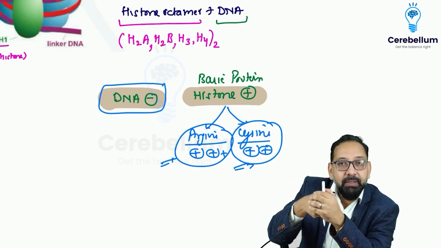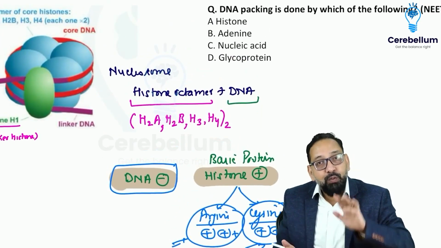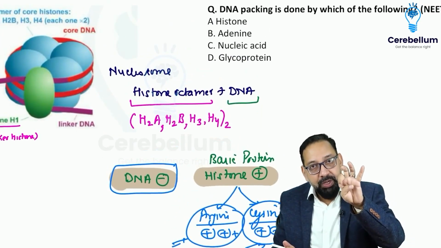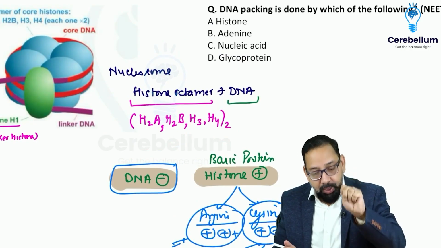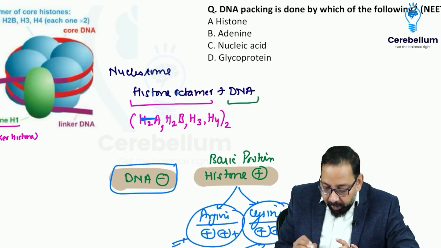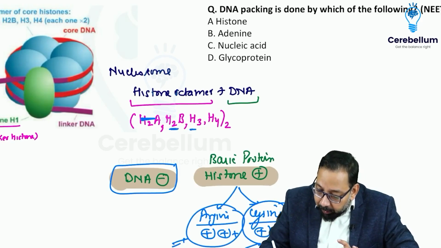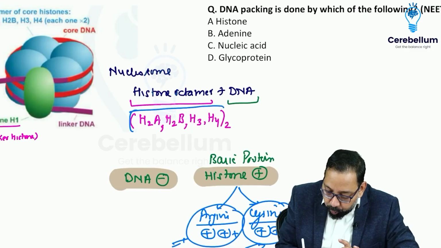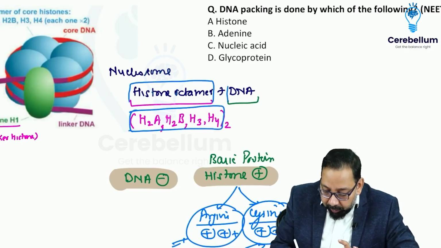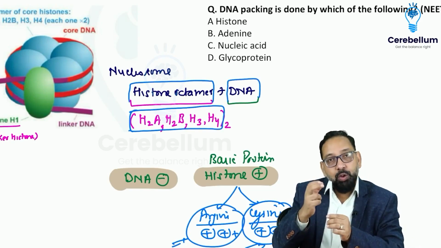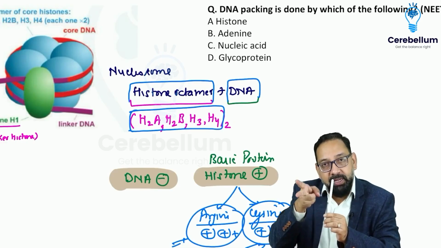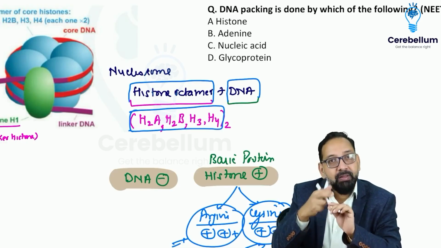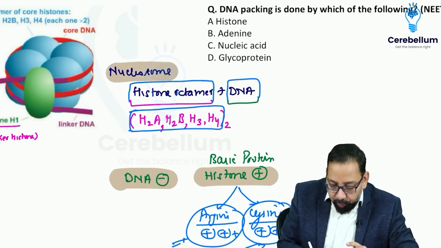And we found that histones are of 5 types: H1, H2A, H2B, H3, H4. So we found H2A, H2B, H3, H4. They make octamer, means 2 subunits of each make octamer, and on this octamer DNA is attached. I told you histone is having positive charge, DNA is negative charge. It is tightly attached. That is nucleosome.